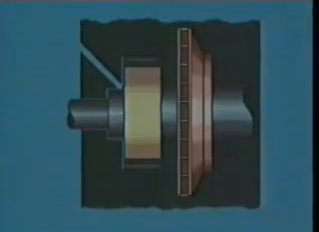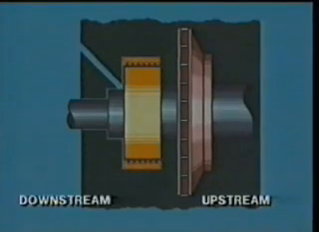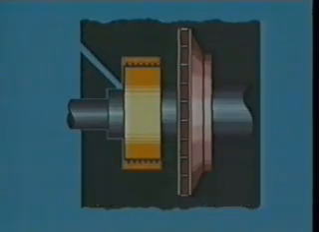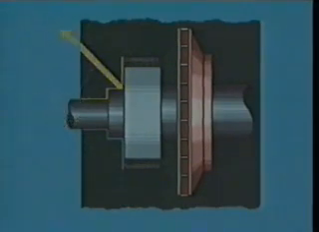The balancing piston is fixed to and rotates with the shaft. It is surrounded by a seal that minimizes leakage from the upstream side of the shaft to the downstream side. The downstream side of the balancing piston is piped back to the compressor's suction side through a balancing piston leak-off line. This causes a pressure difference across the piston that provides a net thrust on the shaft to compensate for the thrust being exerted on the impellers.